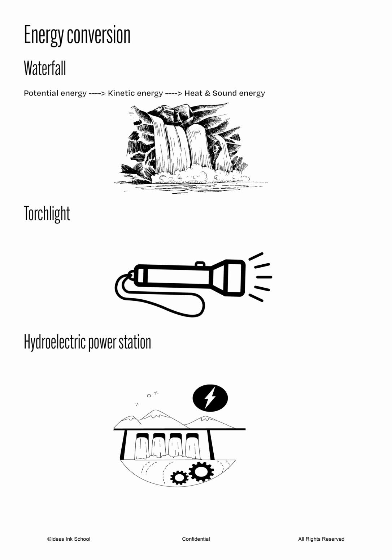In the last part of the chapter, we will be talking about some common energy conversion scenarios. When switching on a torch light, the stored chemical energy in the battery is converted to electrical energy that flows through the wire. This energy is then converted to heat and light energy in the bulb.